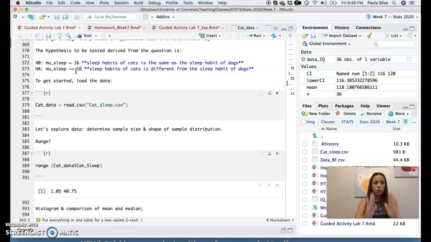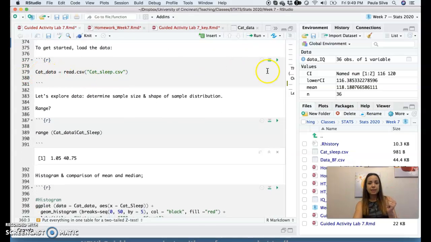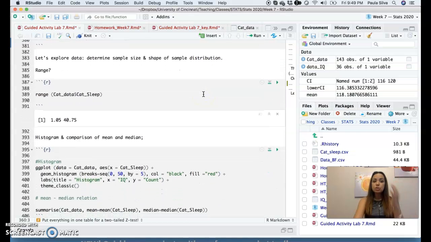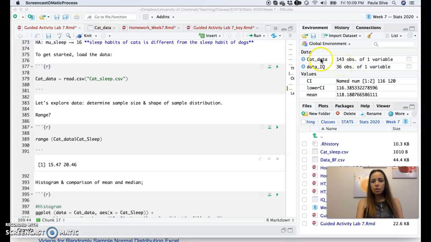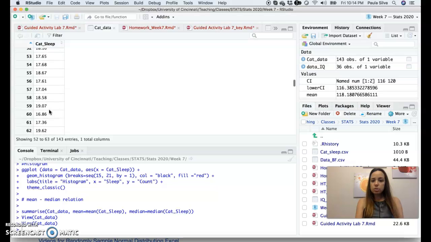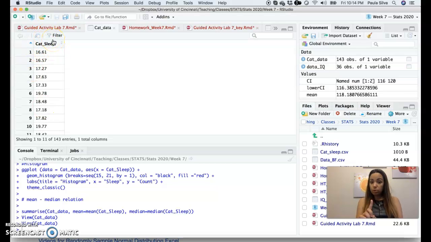All right, so first thing we do, we get the data. Let's read the data in, and then we will explore the data to determine the shape of the distribution. In addition, in order to determine whether we meet the assumptions to use the central limit theorem, we also need to look at sample size. By looking at the data set here, we see that we have 143 observations. It's a very large sample size, and we know that there is only one variable inside, called cat sleep.